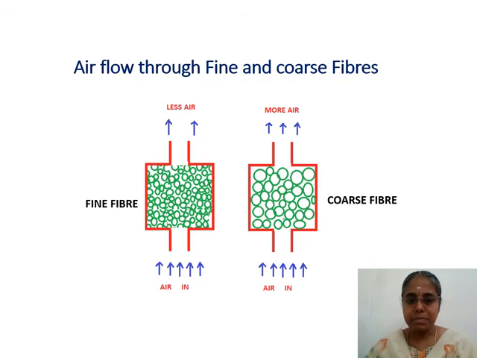The same is represented in the picture. You have two cylinders. Cylinder on the left is packed with fine fibers and on the right is packed with coarse fibers. Equal volume of air. So the number of arrow marks at the bottom is the same, and on the top, when air passes into both of these cylinders and comes out, more air comes out where coarse fibers are there, and less air comes out when there are fine fibers.